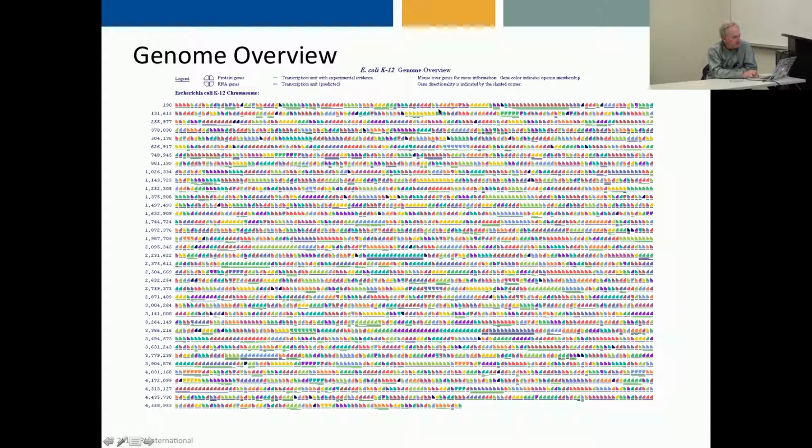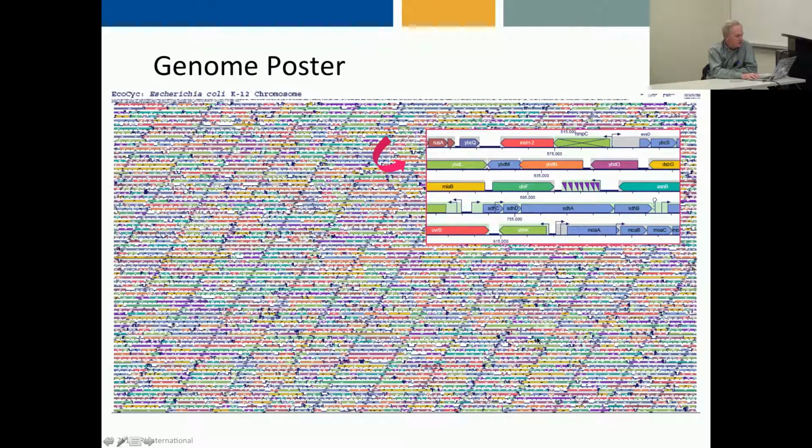The colors indicate operon membership. So a block of adjacent genes in the same color are part of one operon. And then the left-right directionality of the triangles indicates transcription direction, and the up-down indicates protein genes versus RNA genes. So the protein genes are up-pointing arrows, and the RNA genes are down-pointing arrows. And we can create a genome poster out of this diagram.